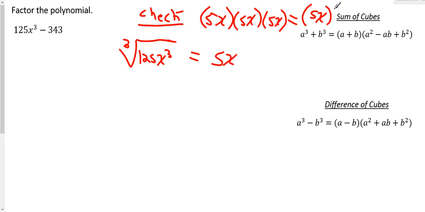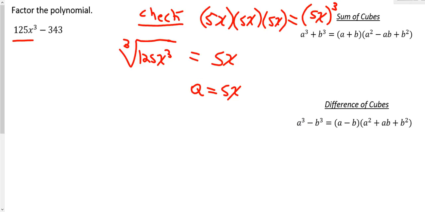If you multiply 5x by itself 3 times, you'll get 125x to the third. So it turns out that the first term is a perfect cube. So it fits this description right here, which means I can technically say that A is equal to 5x, because 5x would be raised to the third power to get 125x to the third. A would be then 5x. So it's 5x to the third power.